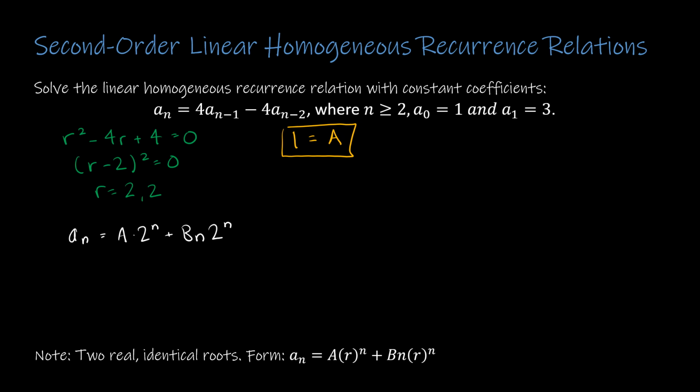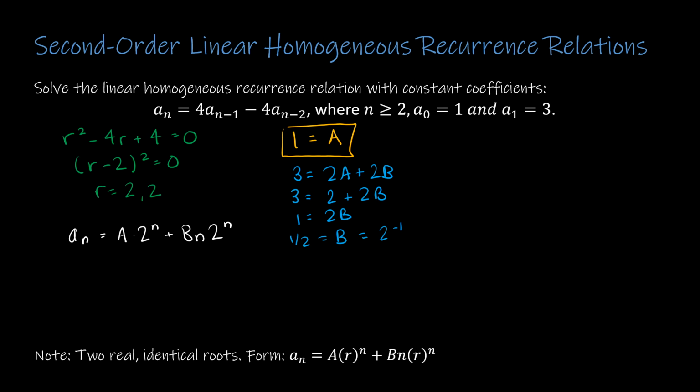Then I'm going to use my second one, so I'm going to let n equal 1. So a sub 1 is 3, and then a times 2 to the first is 2a, and b times 1 times 2 to the first is 2b. So I have 3 is equal to 2a plus 2b. I'm going to then plug in 1 for a. And I get 1 is equal to 2b, so 1/2 is equal to b. And again, if you want to go ahead and write that as 2 to the negative 1 to help you out, that is just fine as well.